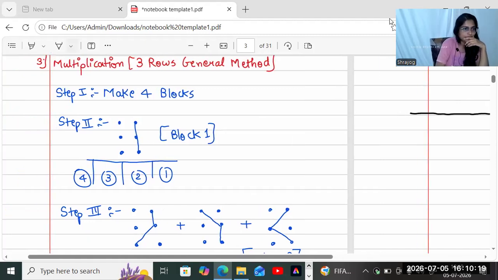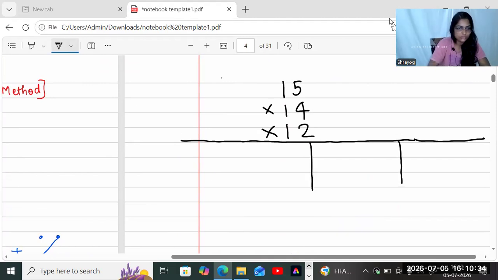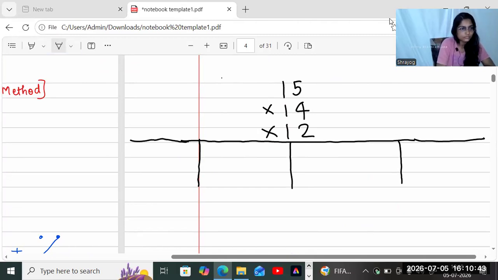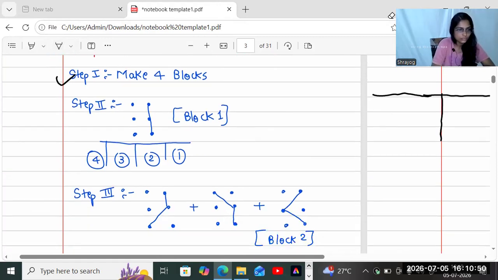What does step 1 say? Step 1 says I have to make 4 blocks. So in the answer, I'll make 4 blocks, meaning 4 parts. Here I'm making little bigger blocks just because I want to explain each step properly. You can make smaller ones if you want. My first step is done. Now, moving to the second step.